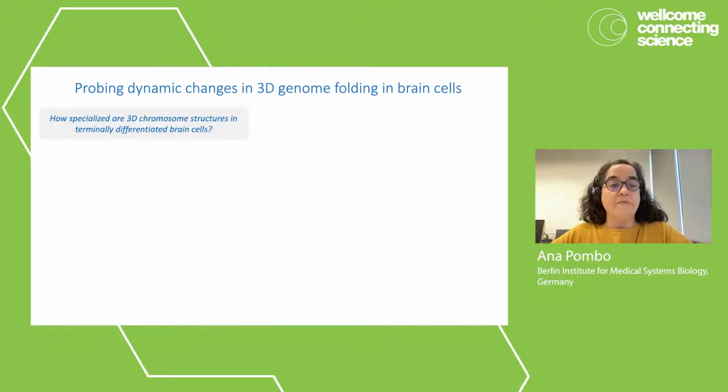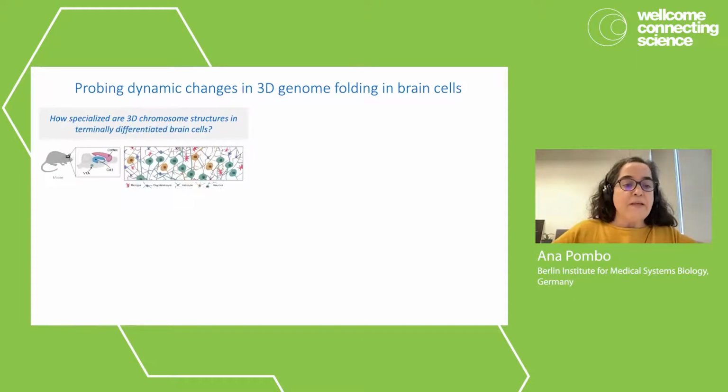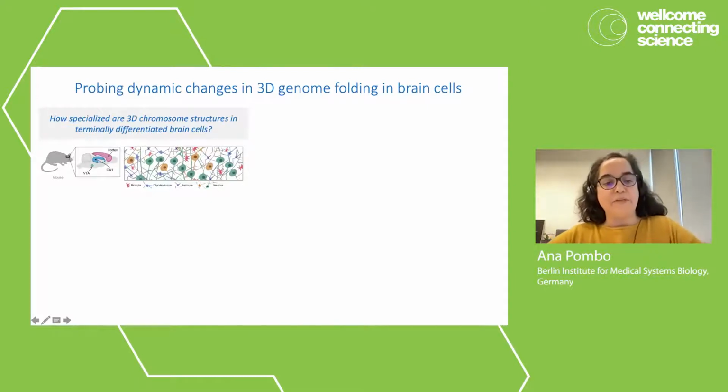And so in my lab, and in this topic in particular, we are interested in understanding the dynamic changes in 3D genome folding in different brain cells. And the first question, and this will be most of the talk today, we're interested in understanding how specialized 3D chromosome structures are in terminally differentiated brain cells. And here we have a number of challenges. First of all, the brain tissues are highly complex with many different cells mixed up. We don't particularly want to extract them and dissociate them from their context, to avoid disturbing their function.